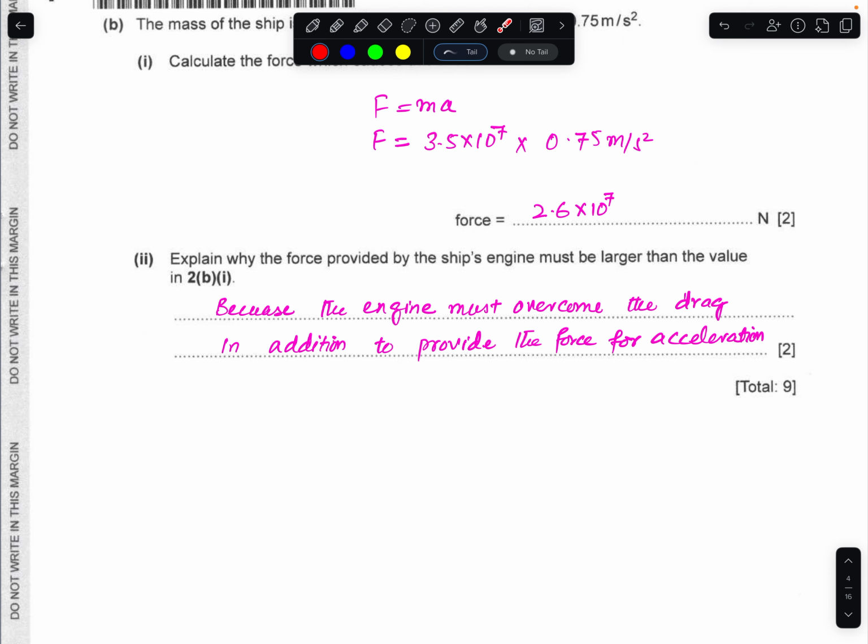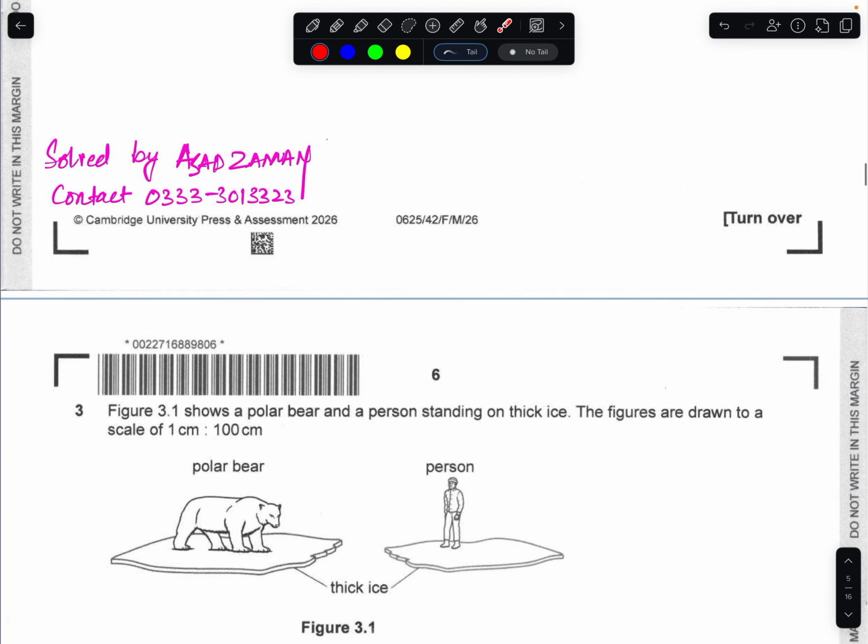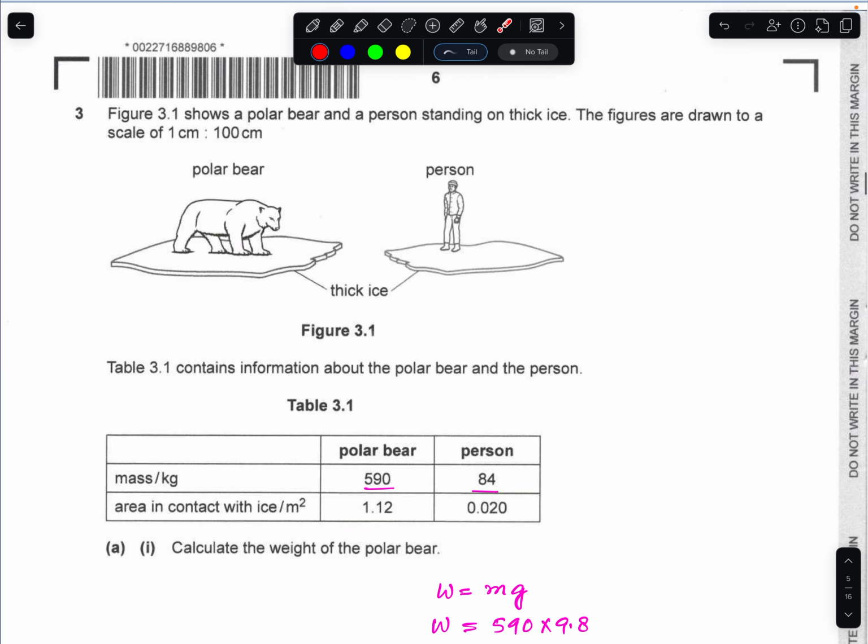The force is accelerating the ship. Question number 3. You can see a polar bear is given and a person is standing upon thick ice, both of them. The polar bear mass is given and the area in contact is given, and the person mass and the area in contact is given. Now they're asking to calculate the weight of the polar bear.